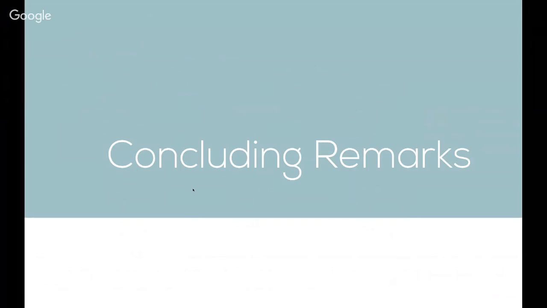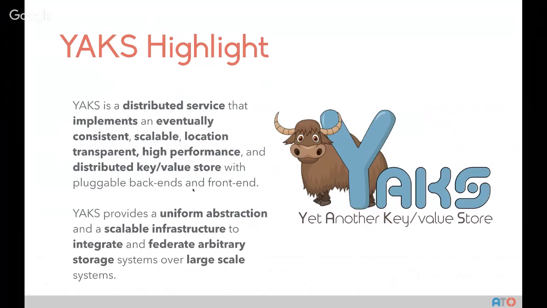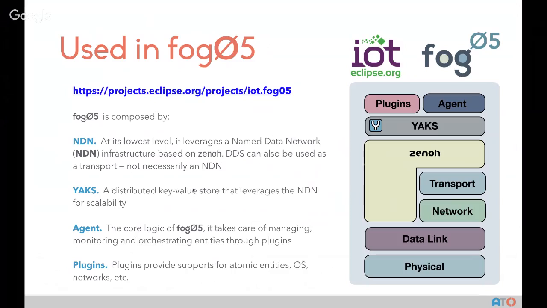So in conclusion, what we saw from YAKS is what we foresee to implement: really a distributed service that implements an eventually consistent, scalable, location transparent, high performance, we hope so, and distributed key value store with pluggable backend and frontend. So YAKS will really allow you to provide uniform abstractions on the scalable infrastructure to integrate heterogeneous storage that can be distributed amongst a very large scale system.